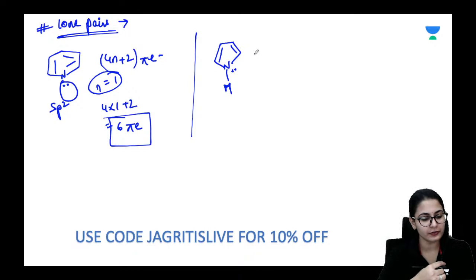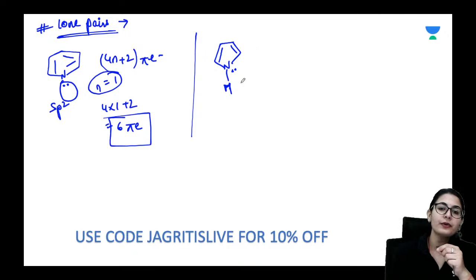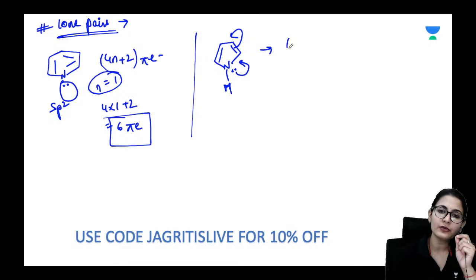Yes, now are you going to include the lone pair? Now you're going to include the lone pair. Why? Because the lone pair will do resonance into the system, and then only you are going to get the 6 pi electrons. Okay, very good.